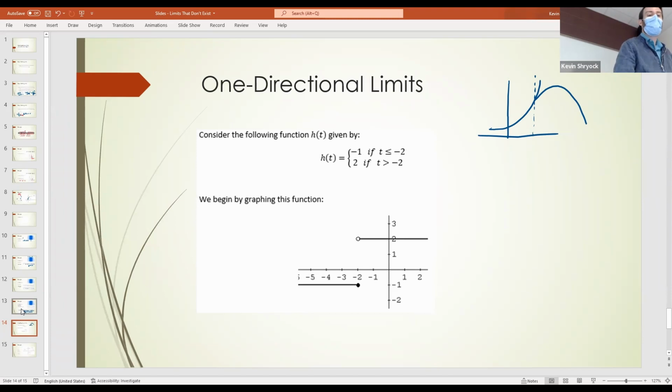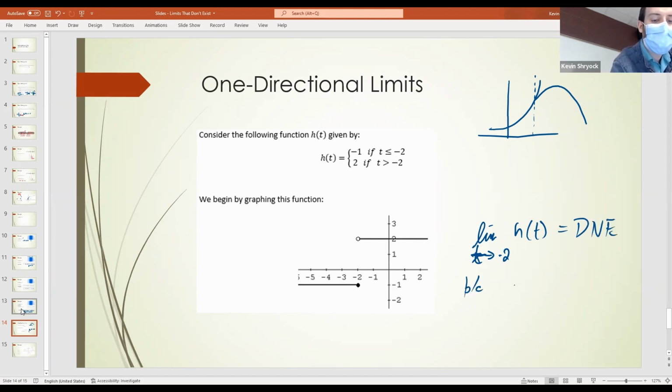All right, so if we wanted to look here, what would be the limit as x approaches negative 2 of h of t? I guess it should be t approaches negative 2. What would that be? Make an argument for it. What do you got, Mikhail? You always got to have a because. Because you have two different answers from the left and the right. Very good.